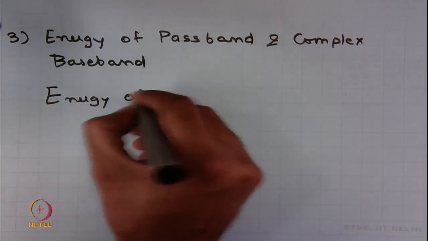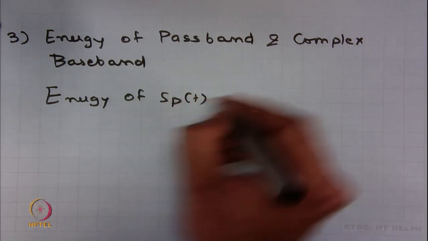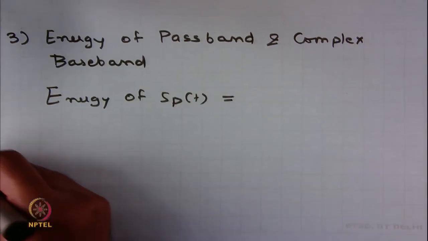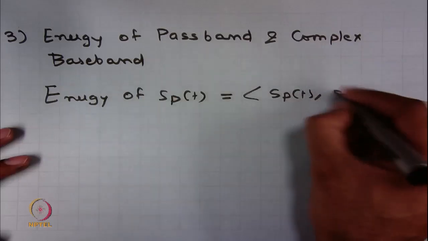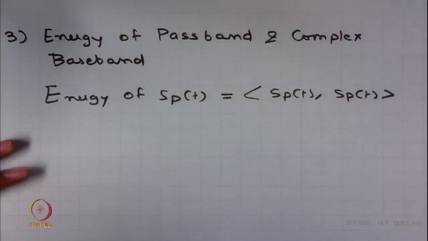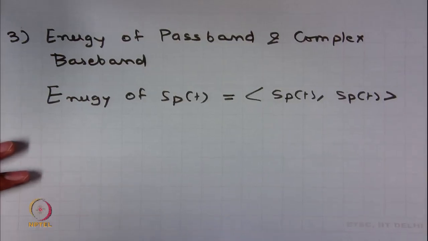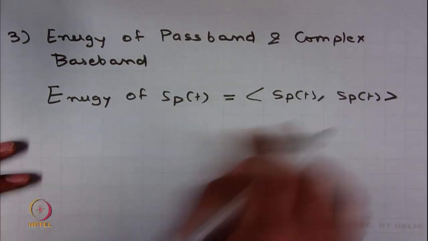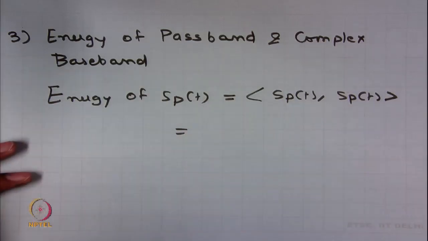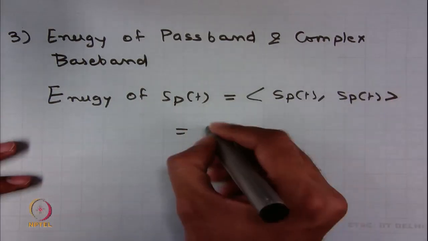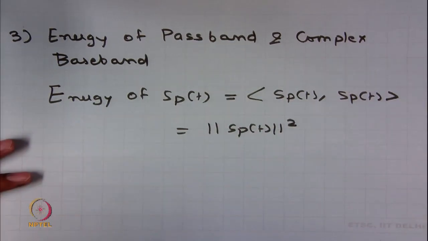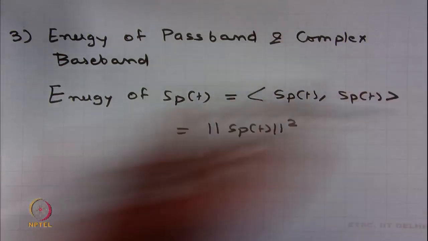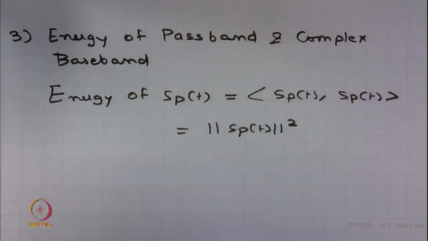Okay. Now, what is the energy, let us say, of s_p(t), the passband signal? Energy is nothing but you need to take the inner product of the signal with itself, right. So, this is s_p(t) with s_p(t), you take the inner product of the signal with itself, you get the energy of the signal, and this is nothing but the norm of s_p(t) squared, right. This is typically the representation. This we have already seen that when you take the inner product of the signal with itself, what you get is the norm square of the signal, right.